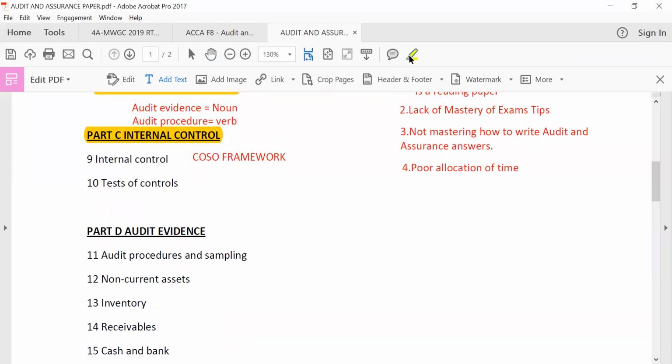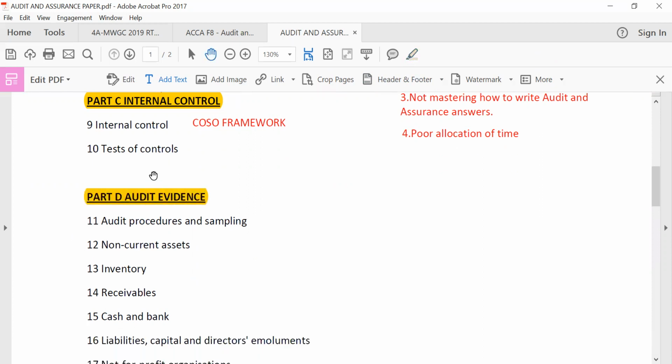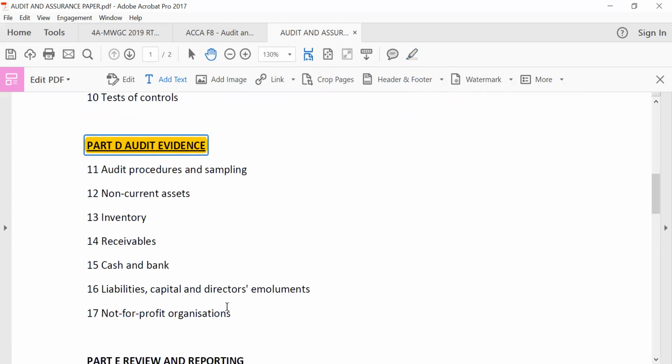Thereafter, we come to part D, audit evidence. Audit evidence, a beautiful area that we want to talk about. This is where we are going to talk about accounting standards. Somebody will say that this is an audit paper, so why are we talking about accounting standards? You cannot audit a client without an application of accounting standards.